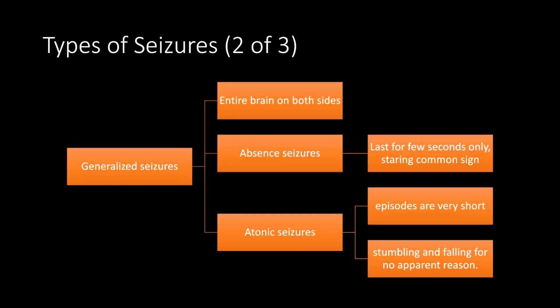Generalized seizures involve the entire brain, on both sides. They can also be absent seizures and atonic seizures. An absent seizure lasts only a few seconds, and staring is a common sign. In atonic seizures, the episodes are very short, with stumbling and falling for no apparent reason.